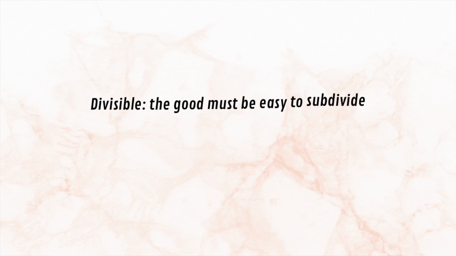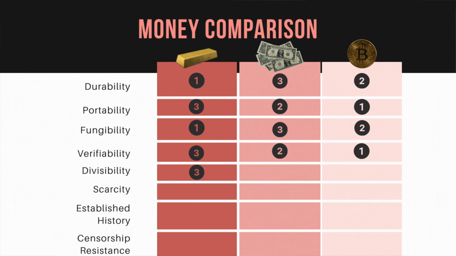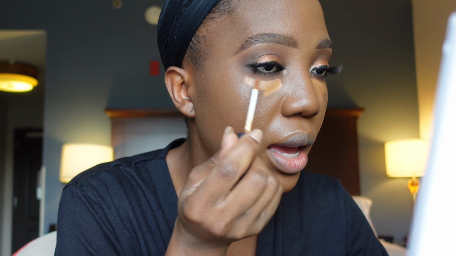Divisibility. For a good to be considered good money, you have to be able to divide it into smaller parts, and then those smaller parts have to hold some kind of value. Gold is physically divisible, but it's extremely hard to divide gold, and it's expensive. Really, really tiny pieces of gold can't be used for small purchases, or it's very difficult to use them for small purchases. Government money tends to be highly divisible.